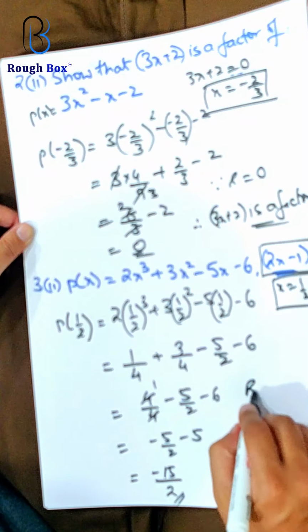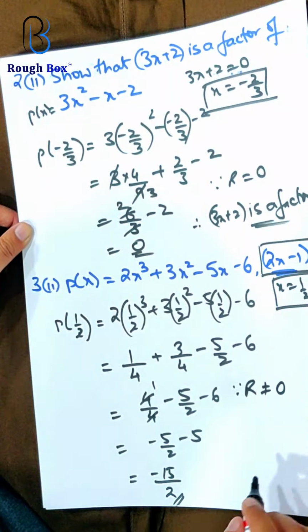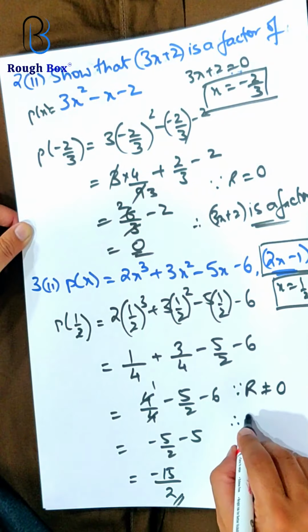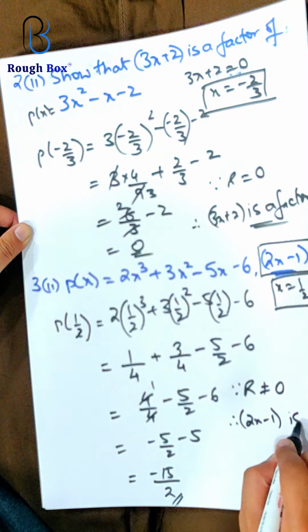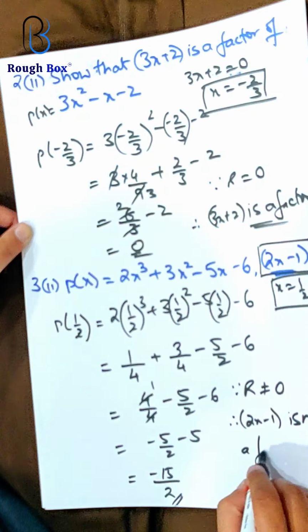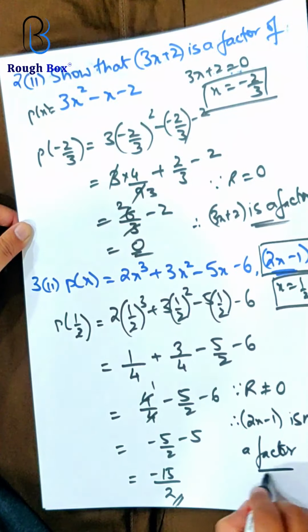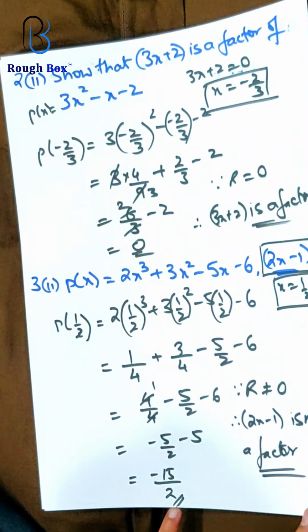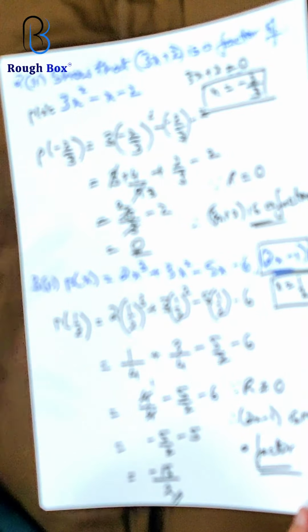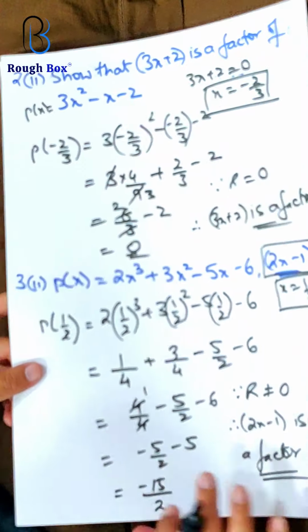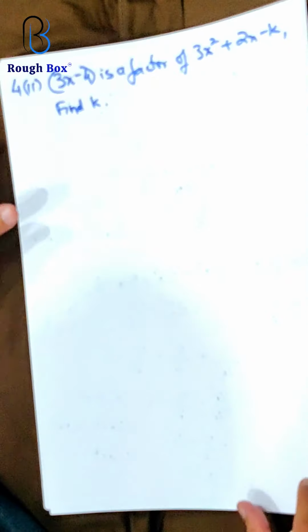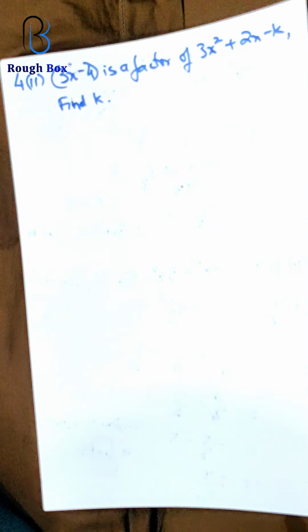Since remainder is not equal to 0, therefore 2x minus 1 is not a factor. Yeah, simple. If we had got this as 0, we would have said that this is a factor. Since we are not getting it as 0, we are saying it is not a factor. I'm sure now things will be easy. I told you a few types.